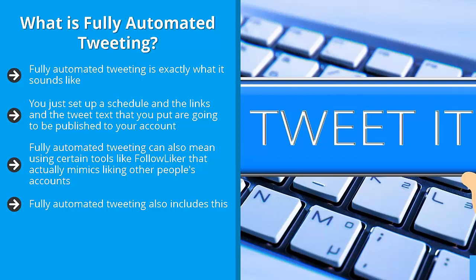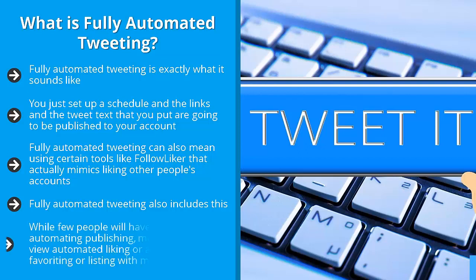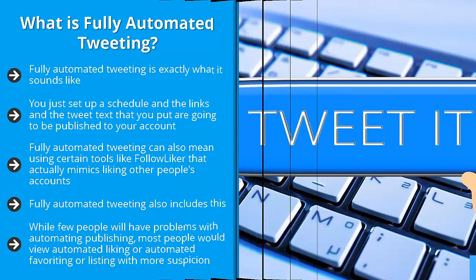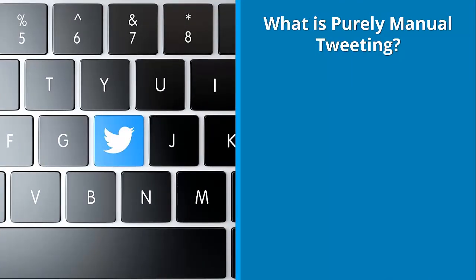Twitter is cracking down on bot-like behavior. While few people will have problems with automating publishing, most people would view automating liking, automated favoriting or listing with more suspicion. I'm just giving you a heads up because these bots may sooner or later be banned by Twitter. What is purely manual tweeting?